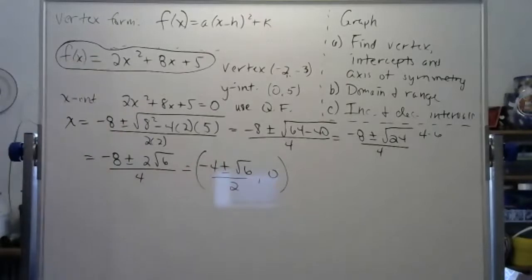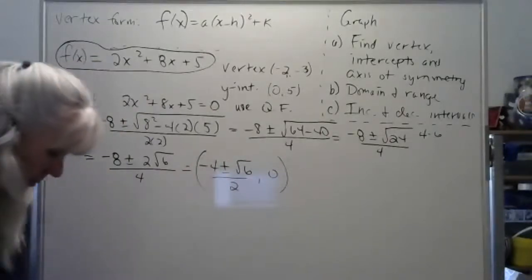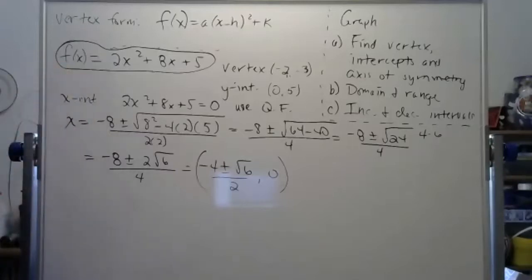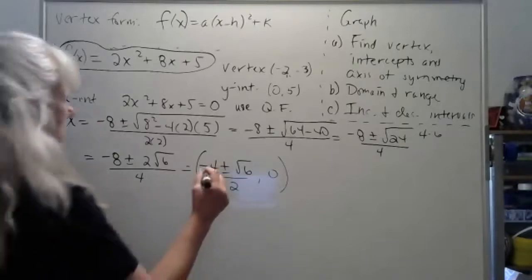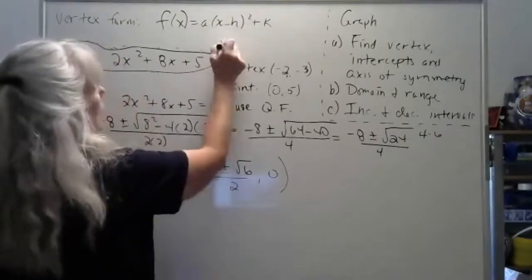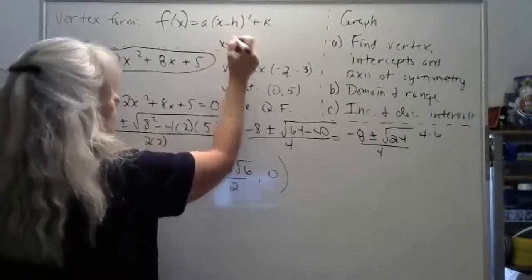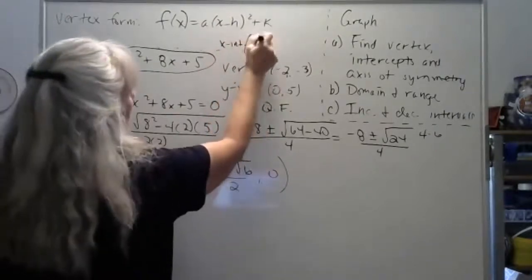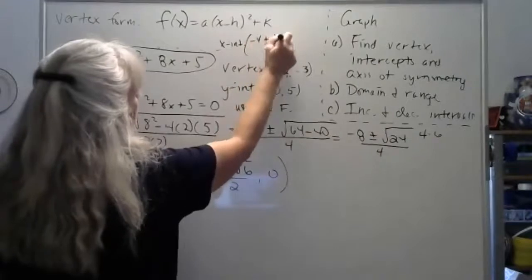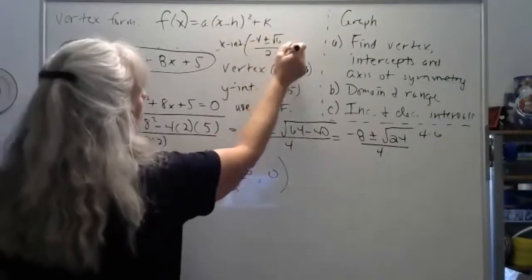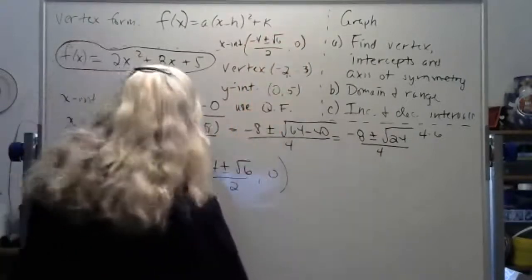Those are ugly, and I expect them to be ugly. They're not going to be nice numbers in general. You're going to get some pretty ugly looking stuff. Okay, so that's our x-intercepts. I'm going to write that up here just so I've got them. My board is definitely not big enough. So -4 plus or minus the square root of 6 all over 2, comma 0.